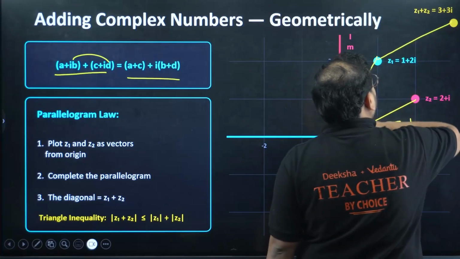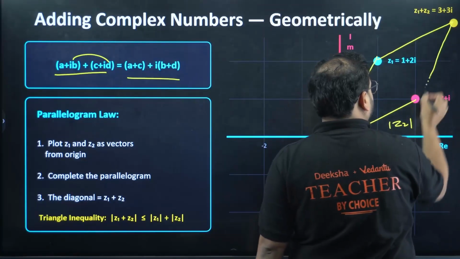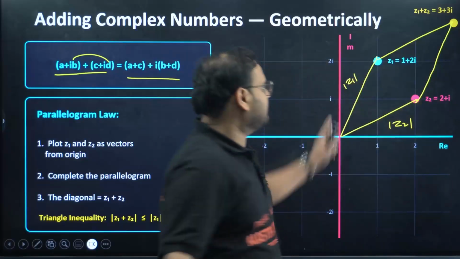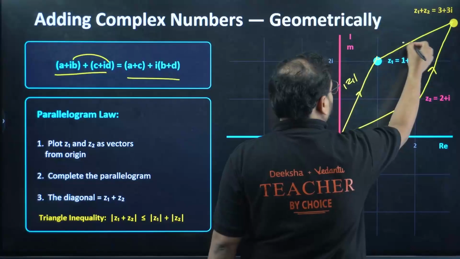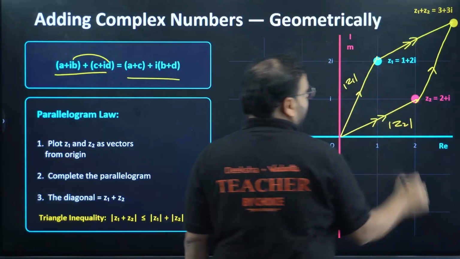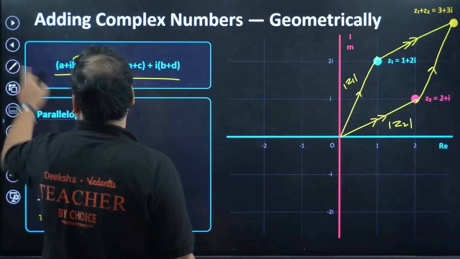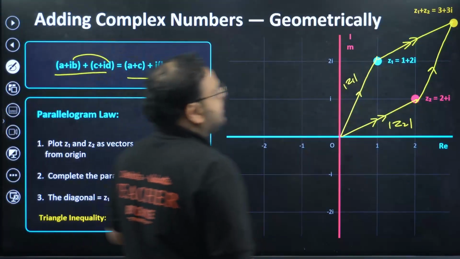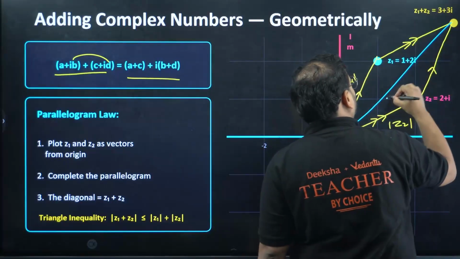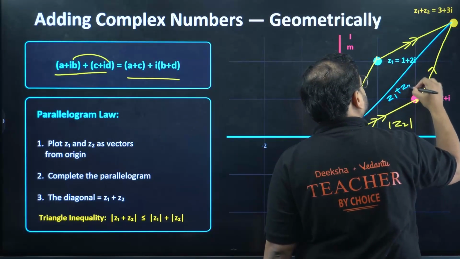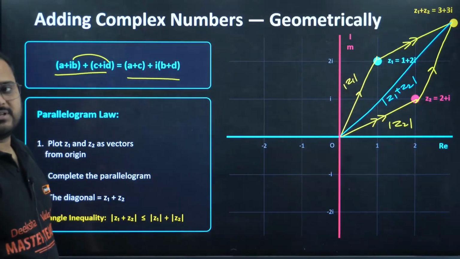Form the parallelogram. From here, this will be the same as z2 only. This will become mod of z1 only, right? This will be same as this because remember, this is a parallelogram. Correct? And what happens in a parallelogram? The resultant using this law, this sum, is this diagonal. This represents your value mod of z1 plus z2. Can you see this happening?